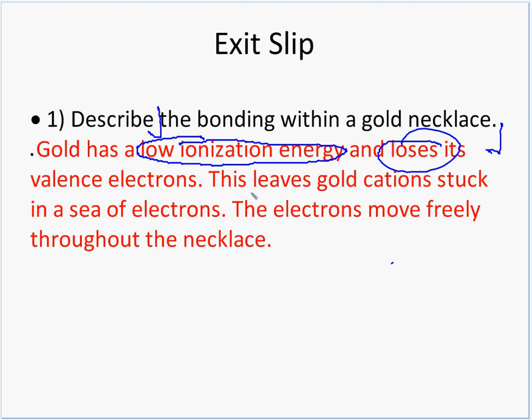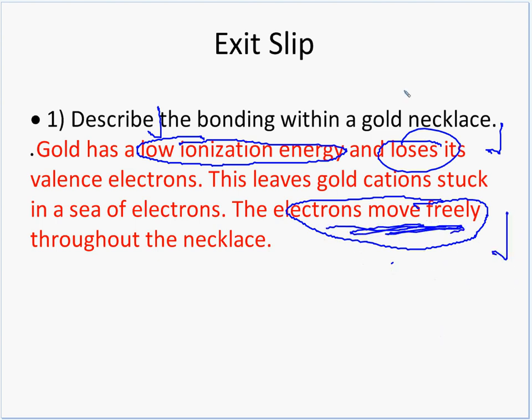Okay. And then, what else is true? Well, the cations are stuck in a sea of electrons. What I really want to know, though, is that the electrons move freely, because so many of the properties of a metallic bond have to do with the fact that electrons are free to move around. So you can put this out of 3. Please pass it up. Make sure your names and periods are on it so I can look at it and see how you did on this lesson.